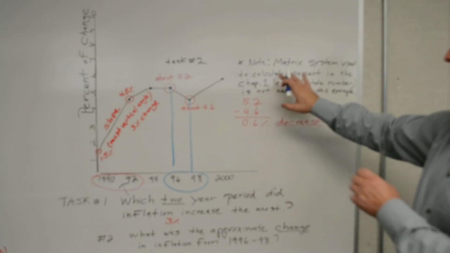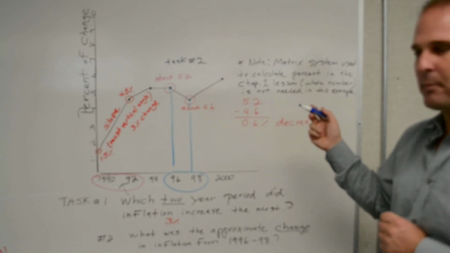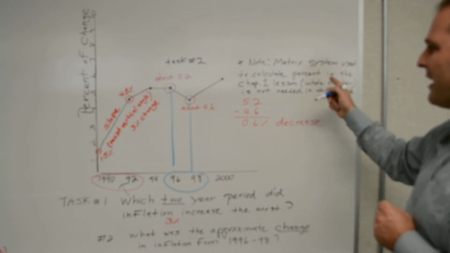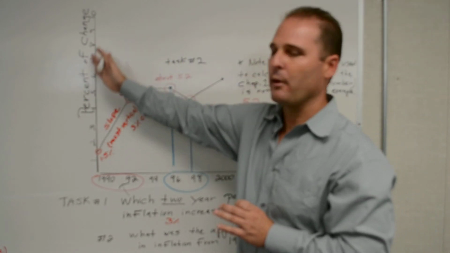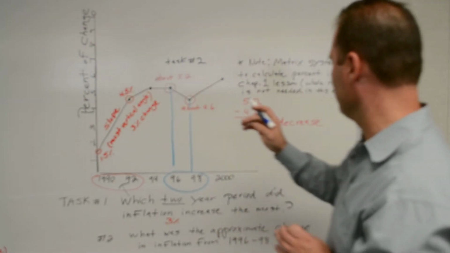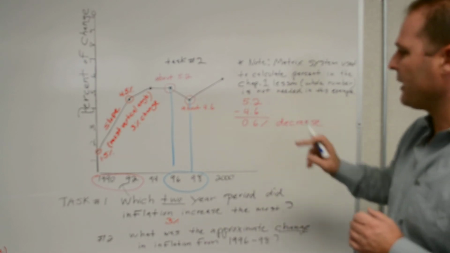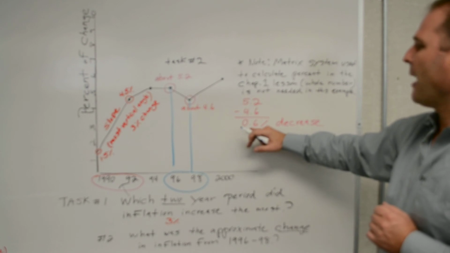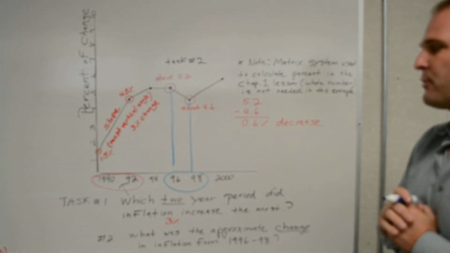What we want to do is not a matrix system in this case. The matrix system used in our previous chapter, chapter 1, to calculate percent, that is used for whole numbers. We already have our number in percent on the vertical axis. Therefore, it's a simple subtraction problem. 5.2 minus 4.6 gives us about 0.6% decrease. So that is our answer for task number 2.